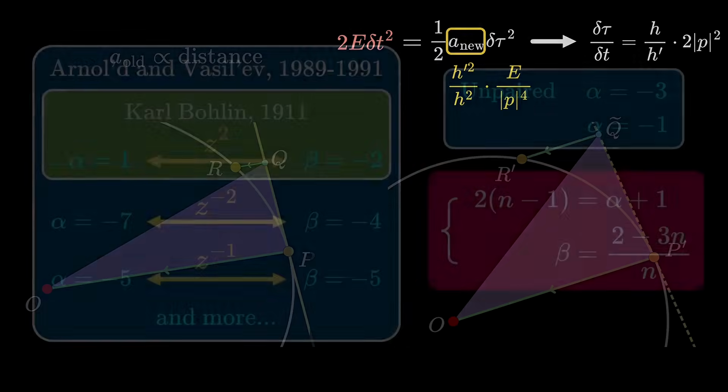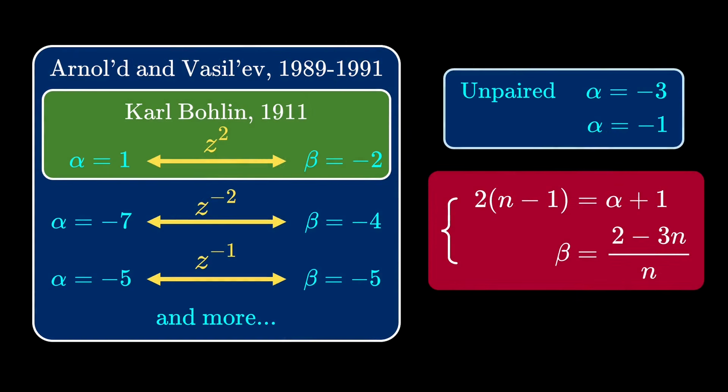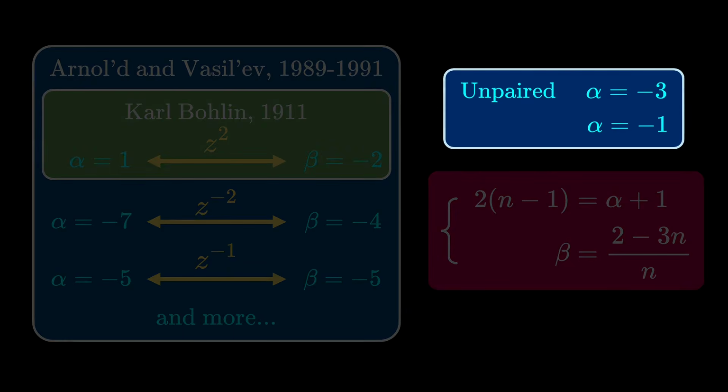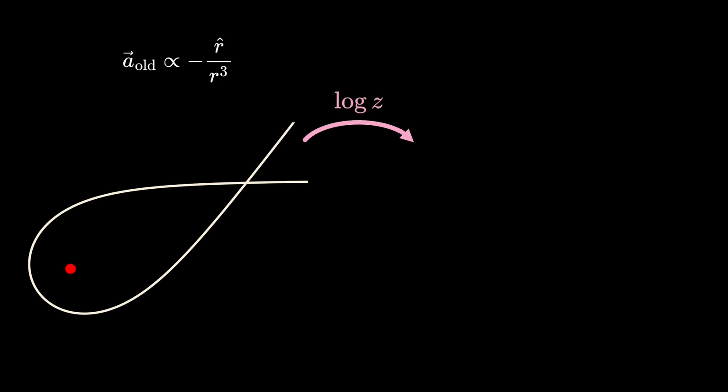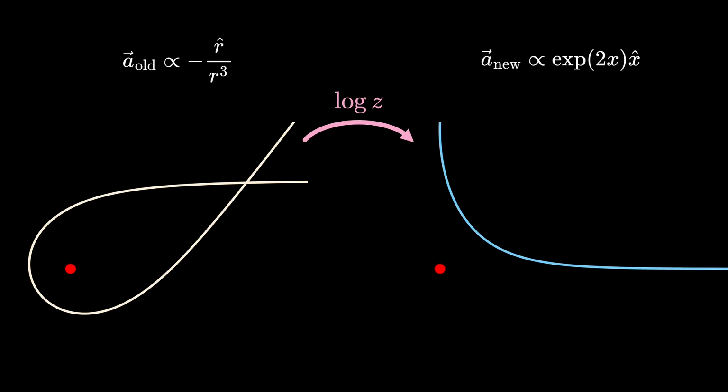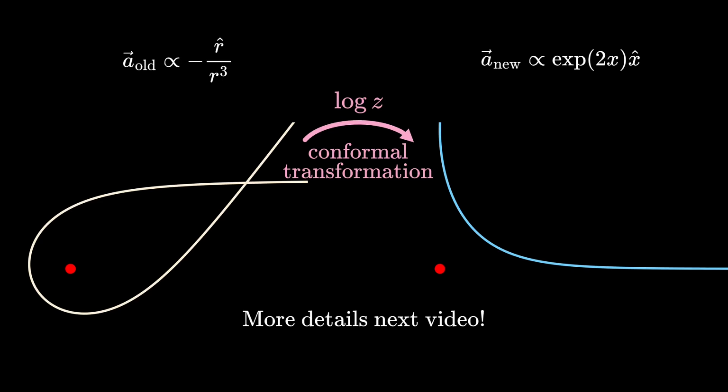The other thing to mention is that we can generalize these pairings even more. Even though alpha equals -3 is unpaired in this sense, if we do a logarithmic transformation instead of raising to some power, it does give another force, just that this force doesn't point towards the center. There can be more general conformal transformations that relate different forces, and we'll talk about this general duality in the next video.